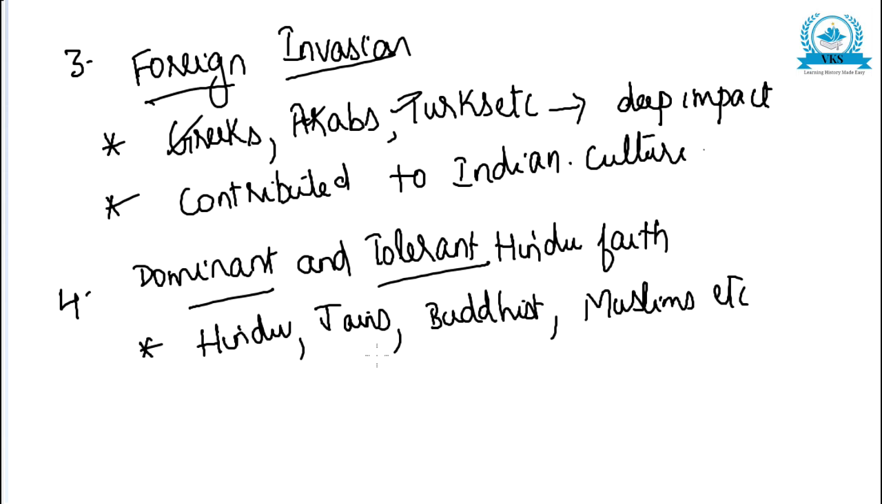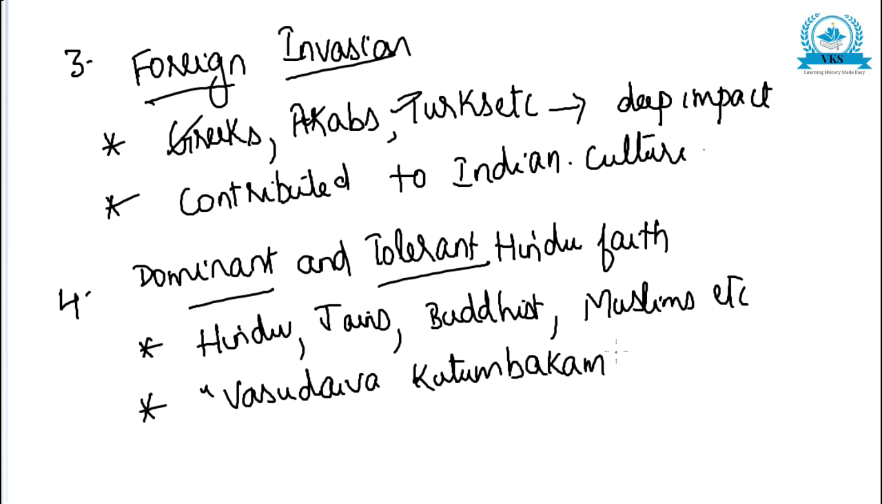And India believes in the concept of Vasudhaiva Kutumbakam, which means the world is a family. But here it is a dominant Hindu faith. Even though Hindu faith is dominant, India is tolerant. India has many other religions like Jains, Buddhists, Muslims, Christians, etc., and believes that the world is a family. So that is the fourth point, dominant and tolerant Hindu faith.